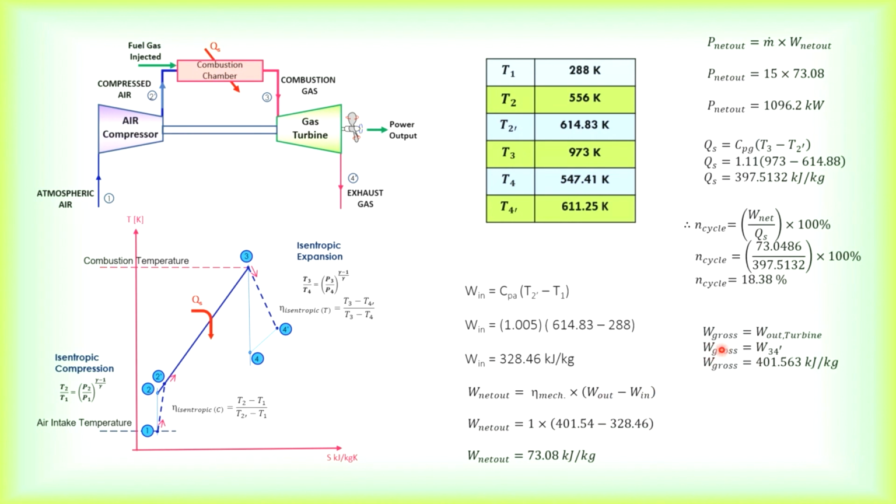Okay, so gross work. We know gross work is based on all the expansion work, so only turbines. If you have 3 turbines or 2 turbines, you have to add up all the turbine works to give you the gross work expansion. So this will be 401.563, which is the work output of the turbine. The work ratio is usually defined as net work out over gross work expansion. So you can see the work ratio is super low, only 0.18.